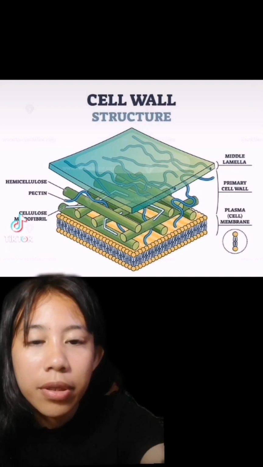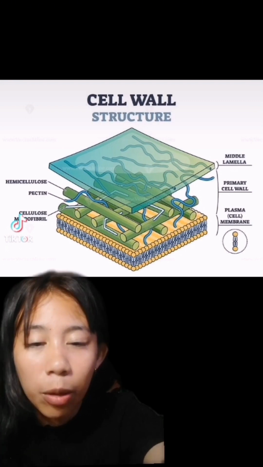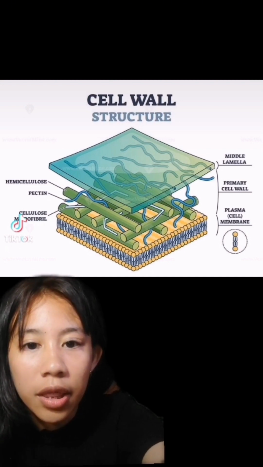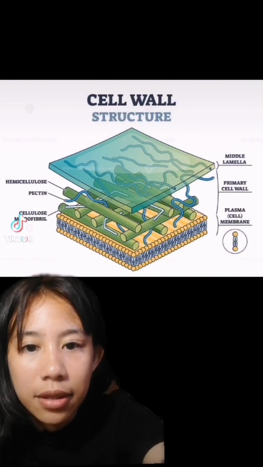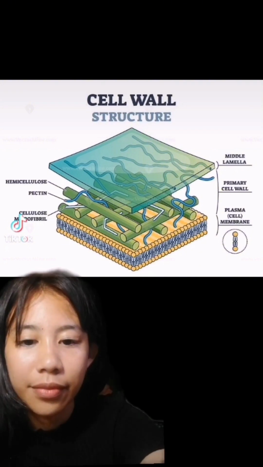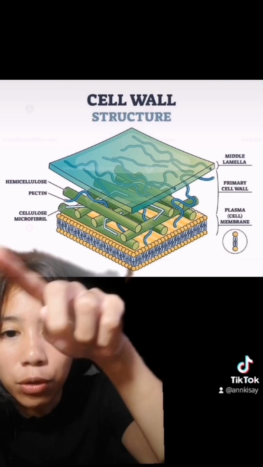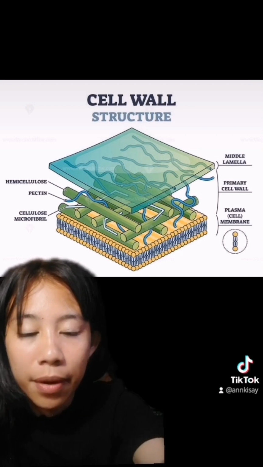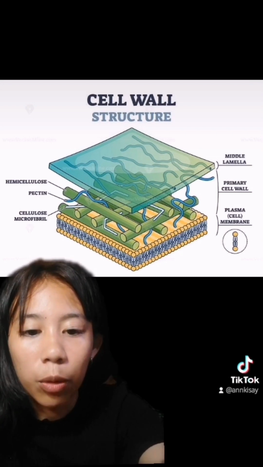Moving on to the composition of the cell wall. The cell wall is mainly composed of carbohydrate materials. The major components of the cell wall are cellulose, pectins, hemicellulose, proteins, and phenolics. First, we have the cellulose. It provides shape and strength to the cell wall.